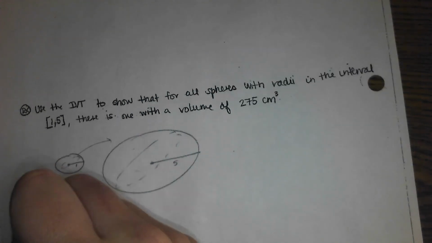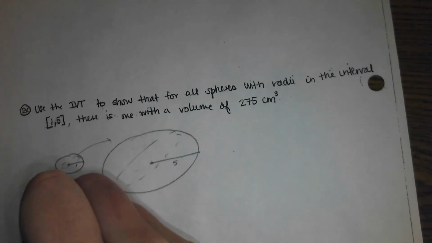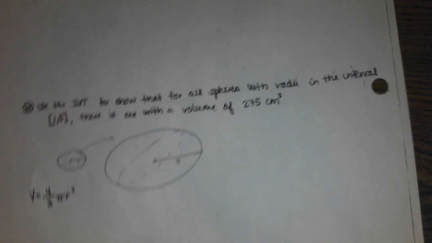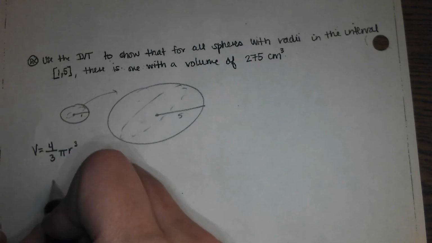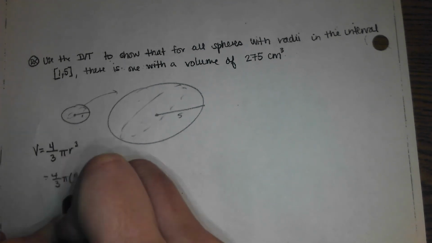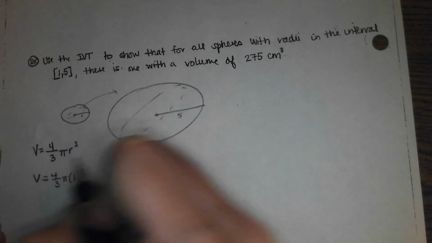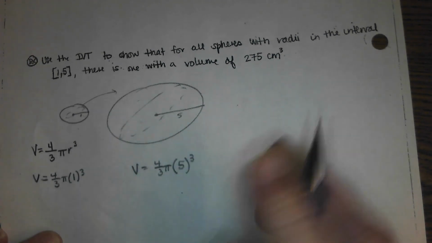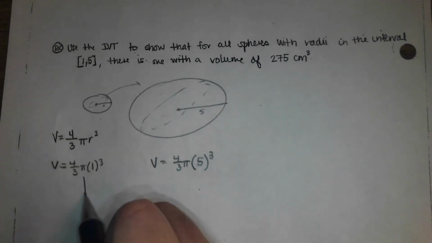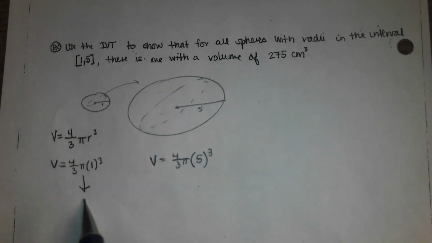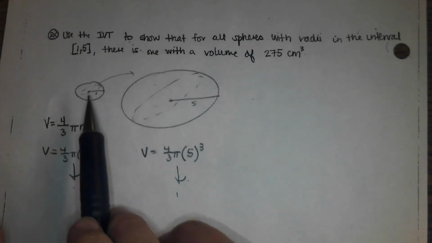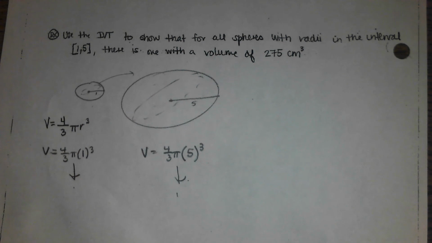Do you know your volume formula for a sphere? Probably not, because it was always on your Regents reference sheet. So in the case of the 1 radius, it would be 4/3 pi times 1 cubed. In the case of the 5 radius, it would be 4/3 pi times 5 cubed. This number, when you put it on your calculator, will be less than 275. This one is going to be greater than 275. So it stands to reason that somewhere in that growth period, it's going to cross a volume of 275.